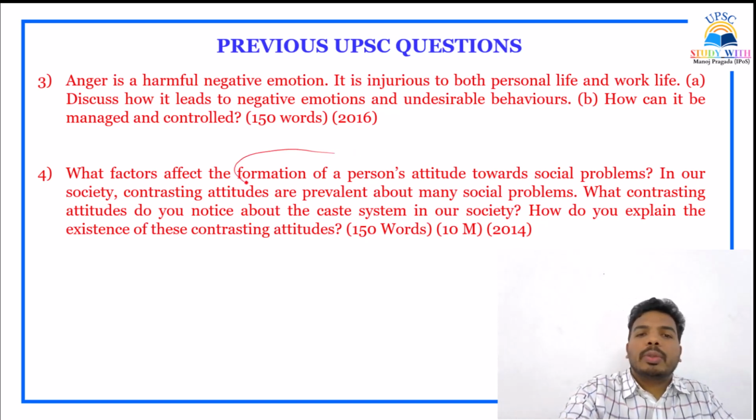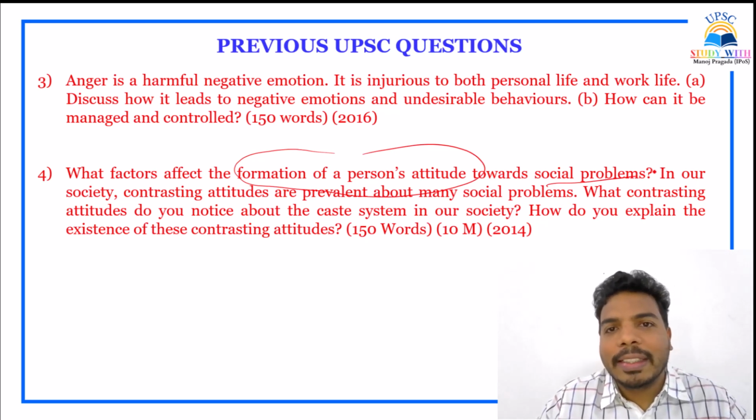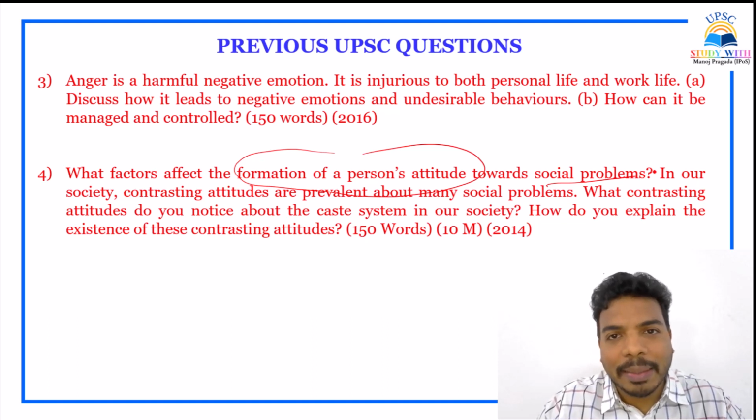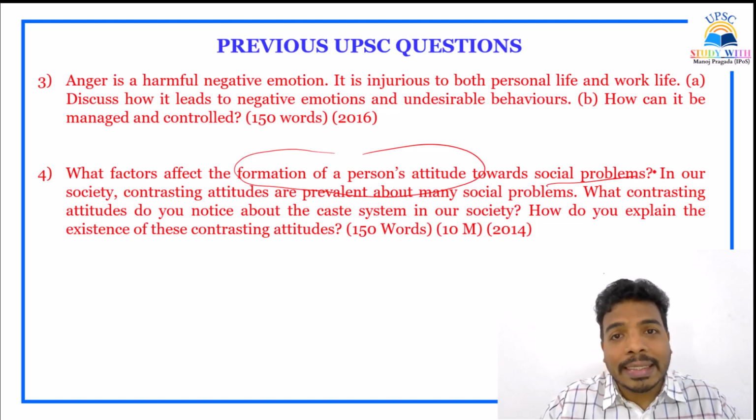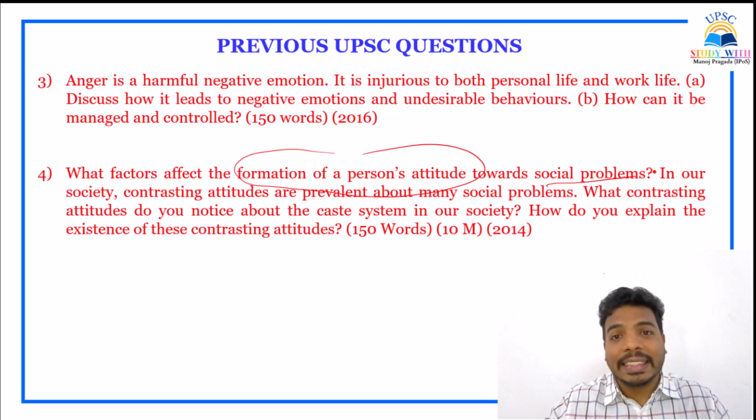Formation of a person's attitude towards a social problem. What are those factors? Again, the moral attitudes, moral values, what we are learning since childhood. What are our parents' view or attitude towards social problems, our caste system? What are our elders' views? What are our teachers' views? What is written in our textbooks? And finally, what is written in our religious texts? All these factors shape a person's attitude. That is what we have been discussing today.